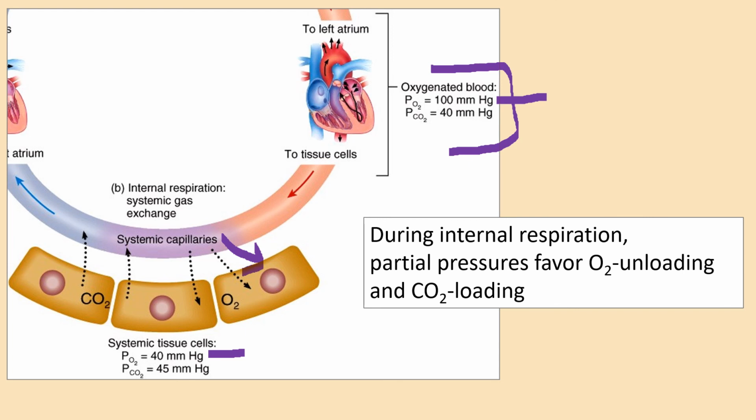Oxygen will diffuse out of the blood and into the interstitial fluid, and from the interstitial fluid, it will diffuse across the plasma membrane and into our cells. Let's think about carbon dioxide.